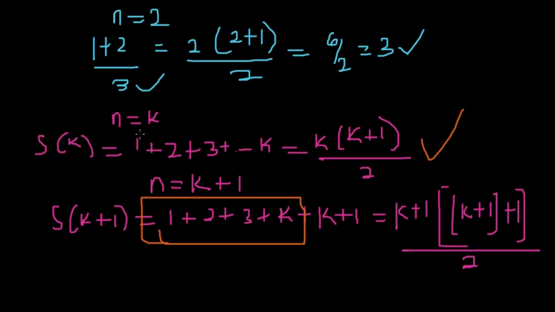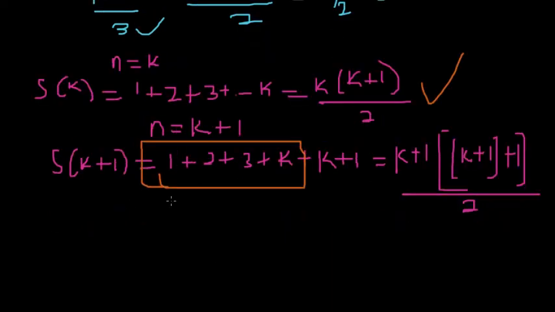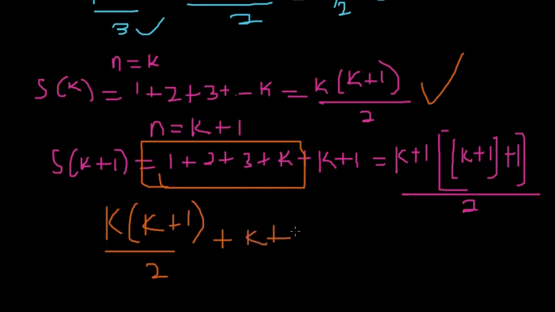This entire expression is the same as k multiplied by (k plus 1) divided by 2. So we can just replace that with this. So it could be k(k plus 1) divided by 2, and then we add this one, plus k plus 1, and then we can see that it's the same as this expression.